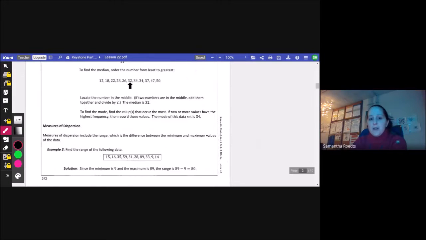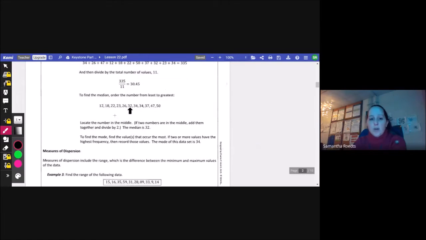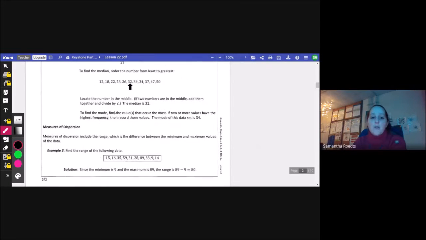To find the mode, find the value or values that occur the most. If 2 or more values have the highest frequency, then record those values. So in this case, the only number that actually occurs more than once is 34. So the mode of the data set is 34.